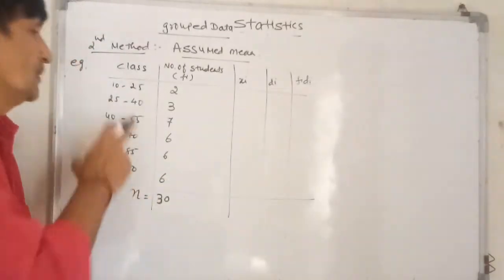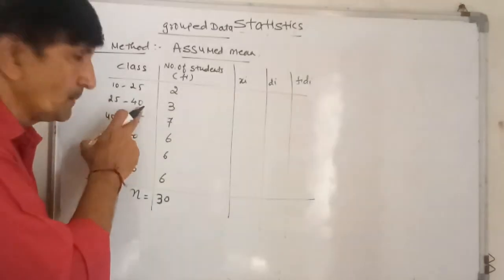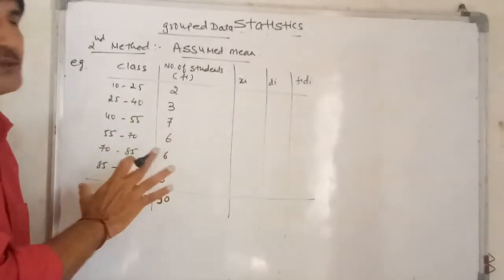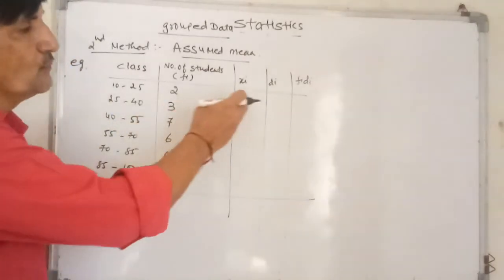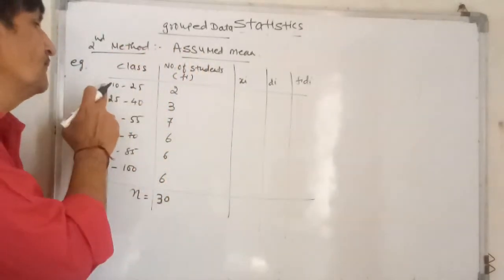Who got 10 to 25 marks? 2 students. 25 to 40 marks? 3 students got. Like that, this is the distribution given. Now first of all, the class is given, so we have to find out xi. Xi means what? It is the mid value of a class.